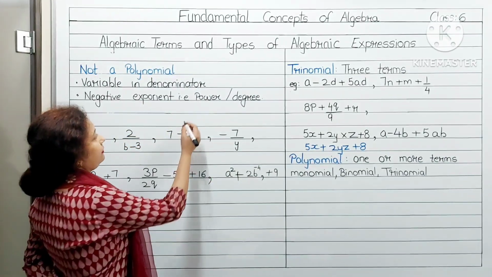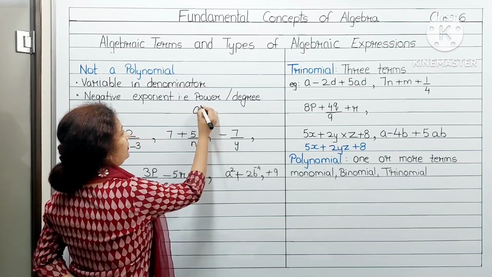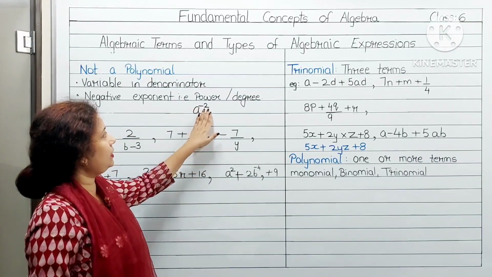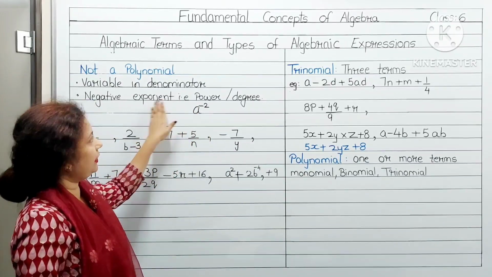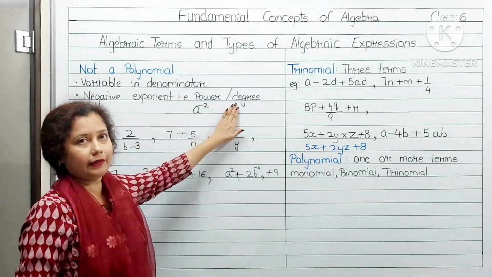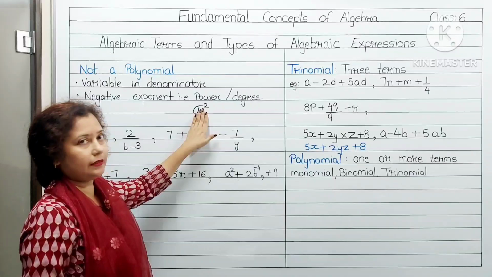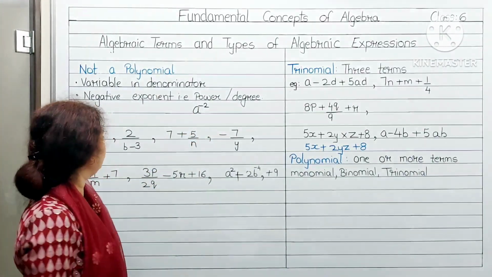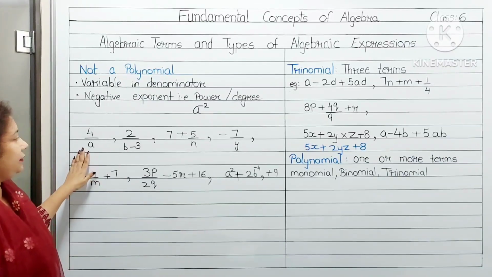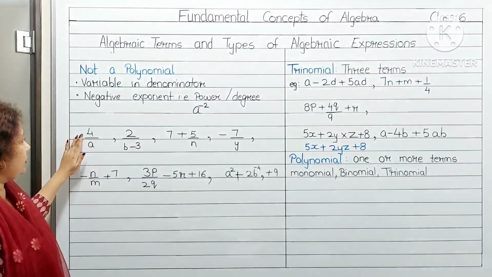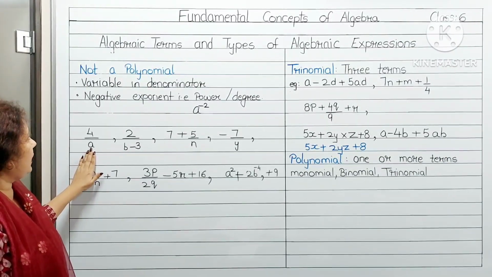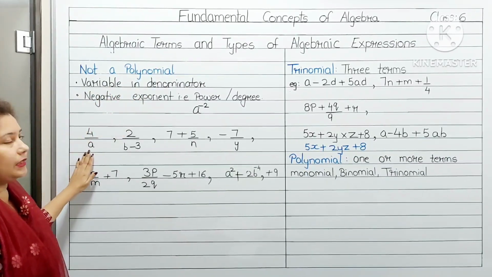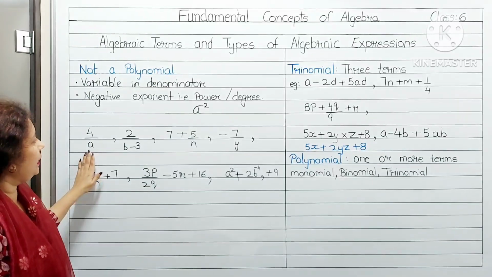For example, if I am writing a raised to power minus 2, so this minus 2 is an exponent or power or degree. When it is negative, then that term is not considered a polynomial. We will see a few examples, that is 4 upon a. In this, a is present in the denominator, which is a variable, so it is not a polynomial.